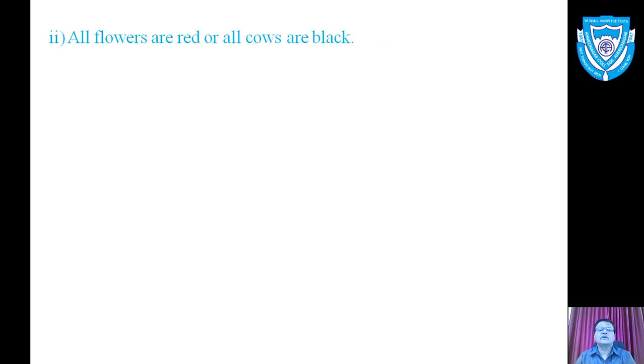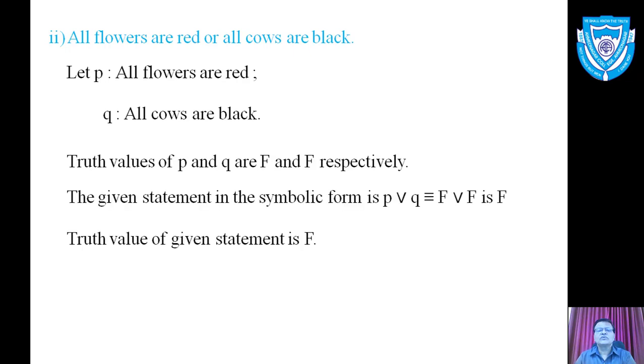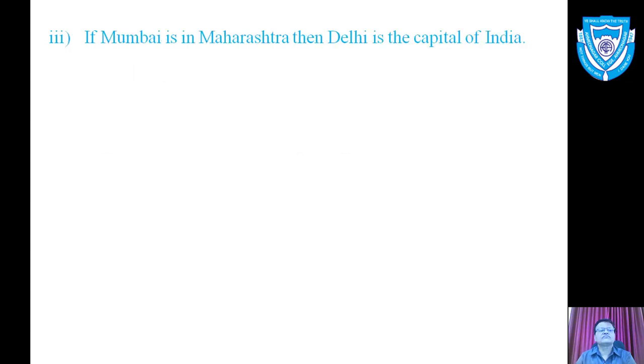All flowers are red or all cows are black. We first express this in symbolic form. The first part, all flowers are red, is denoted by P. What is truth value of P? All flowers are red. Is this true? No, it is false. So its truth value is false. And all cows are black, this is also false. Both components are false and connective OR is used. So the given compound statement has truth value false.